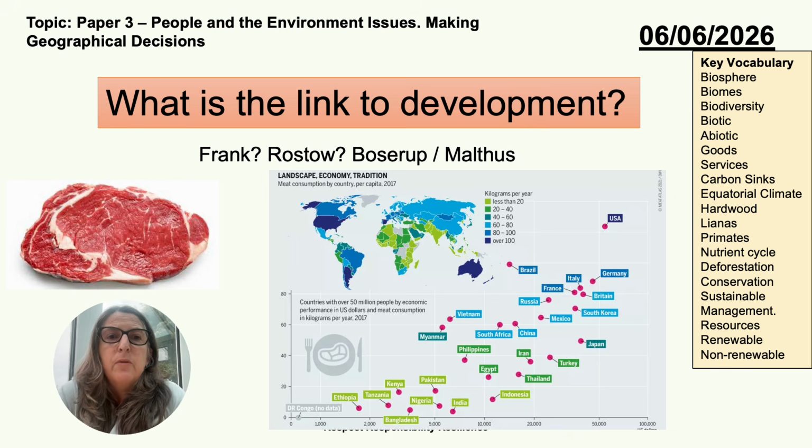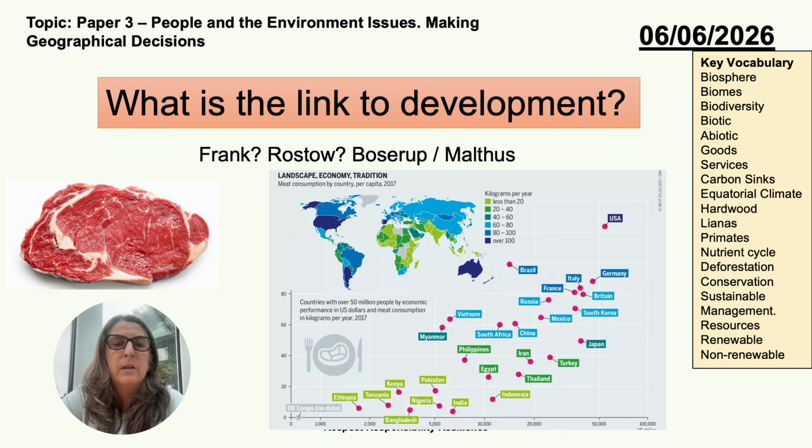So what is the link to development? I want you to reflect back. This is a paper that brings together everything you've learned so far. Don't forget people like Frank, who believed that the core exploits the periphery. Don't forget people like Rostow, who believed that all countries go through five stages of development. And then don't forget Boserup and Malthus. Boserup believed that necessity was the mother of invention, that we would invent our way out of scarcity or difficulties in the future. Whereas Malthus believed that demand would outstrip our ability to provide, and that would then lead to things like famine, war, etc. So just be conscious of those four people as they may appear in this paper.